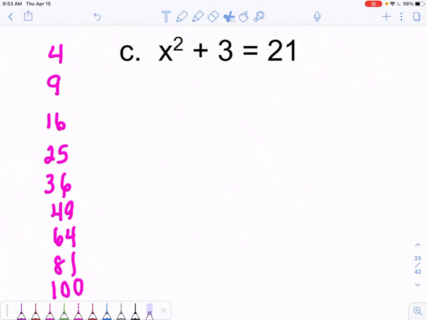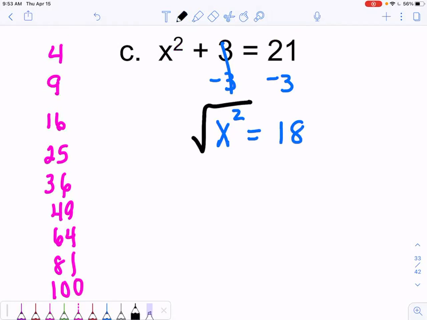Haley, what would you do to get x squared by itself? Yeah, minus 3. What is 21 minus 3? 18. All right. So then the next step, take the square root. So Haley, when I take the square root of x squared, we just end up with x.